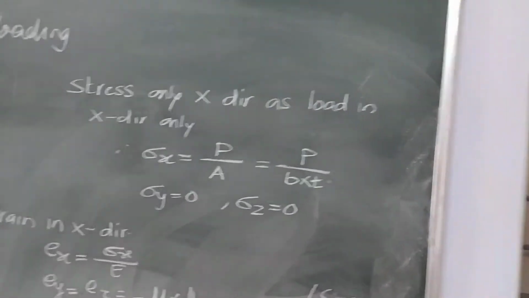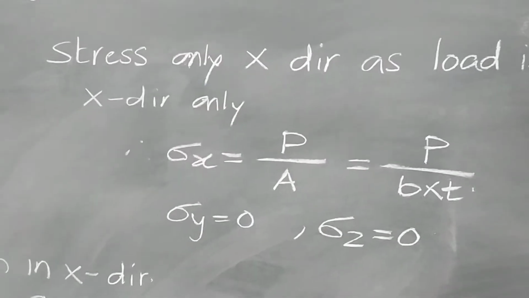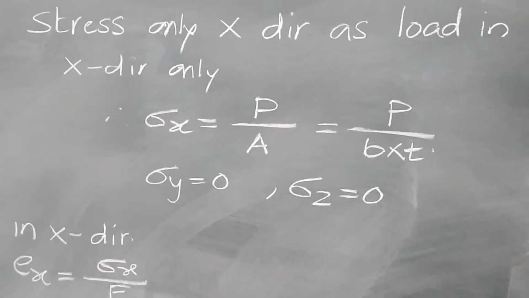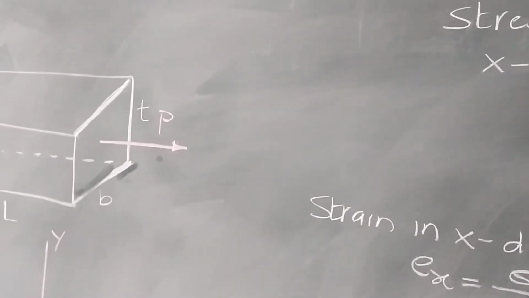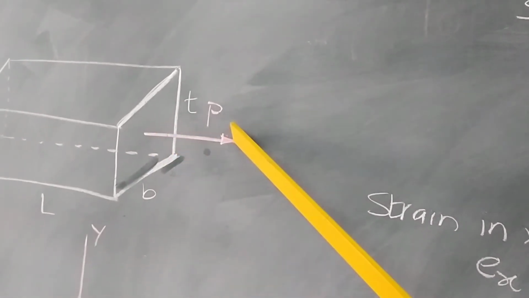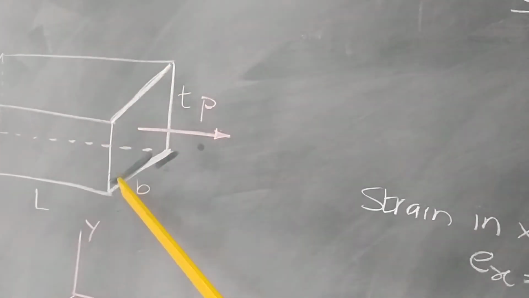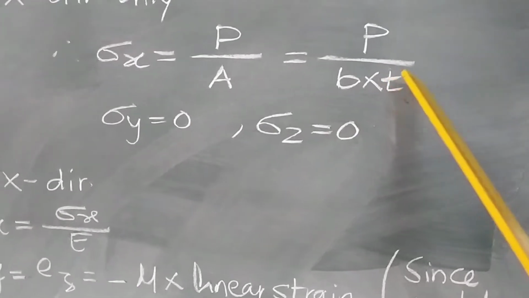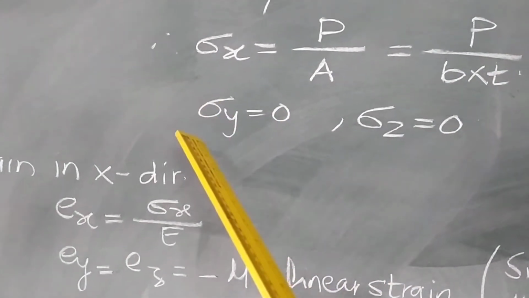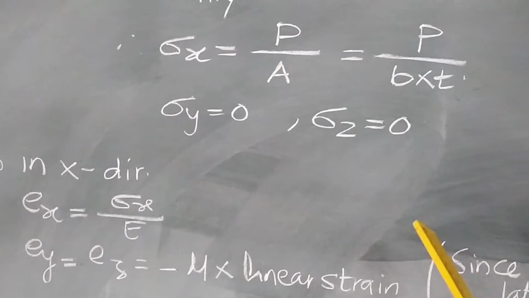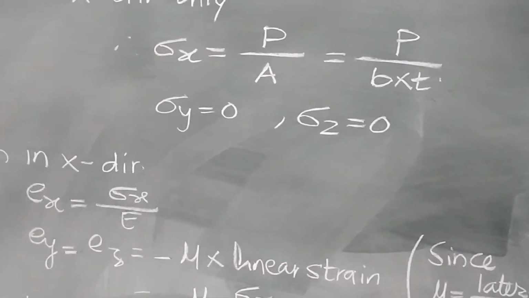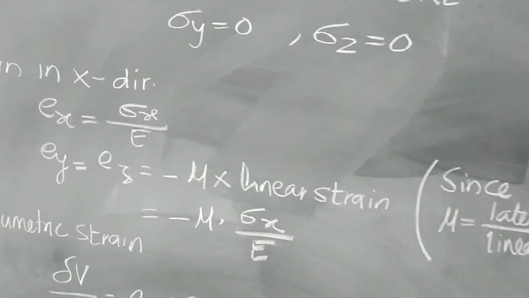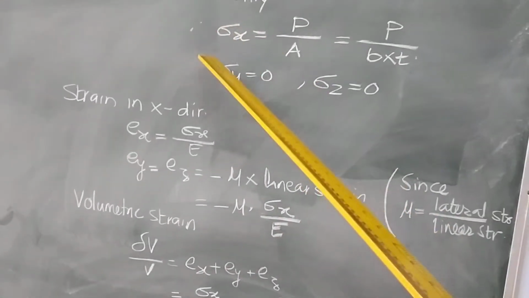Stress only in x direction as load is in x direction only. Therefore, sigma x is equal to P upon A. As I mentioned, load is in x direction only. So, as we have discussed, the area under this stress is B into T, and sigma y and sigma z are obviously 0 because there is no load in y and z direction. So, this is step 1.